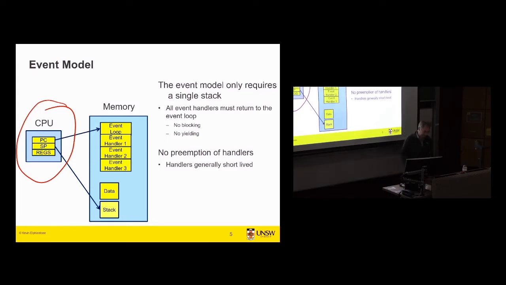Computation on our behalf. Okay. We have a memory over here in the middle, and it has code stored in that memory. It has some data, and it has a stack. We have the program counter currently pointing at the event loop, and we have a stack pointer pointing to somewhere on the stack.